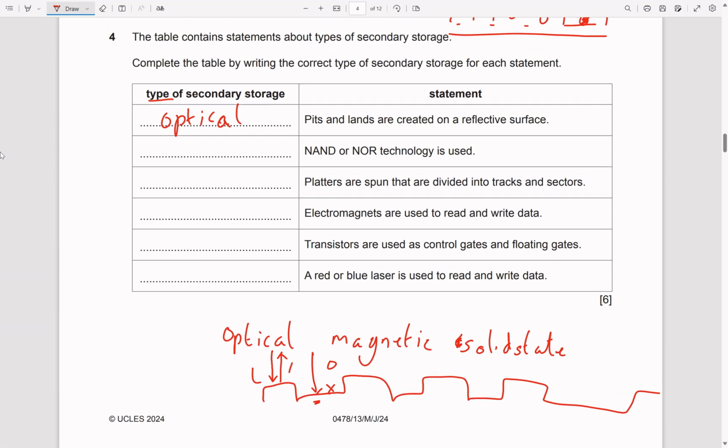Right, the next one, NAND or NOR technology is going to be used, so that's going to be solid state. And when it says NAND, that just means the NAND and NOR logic gates.